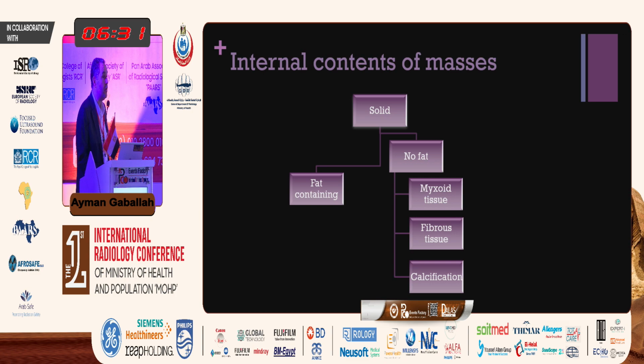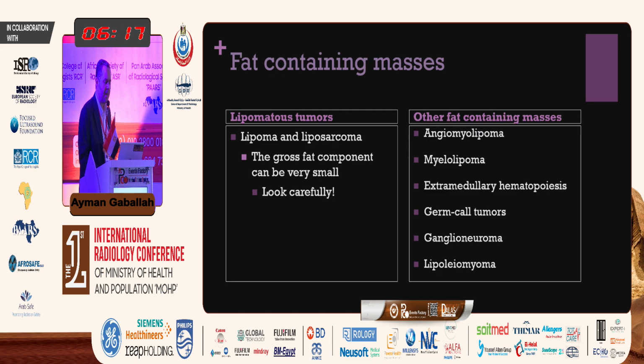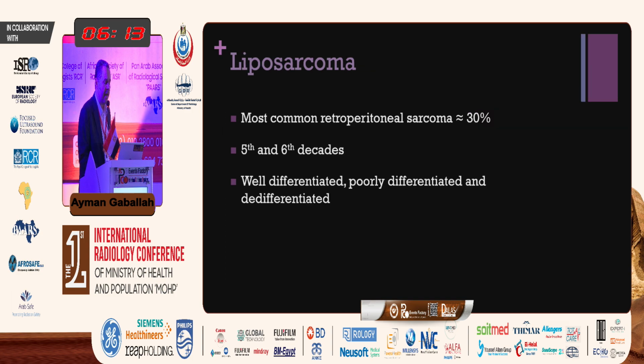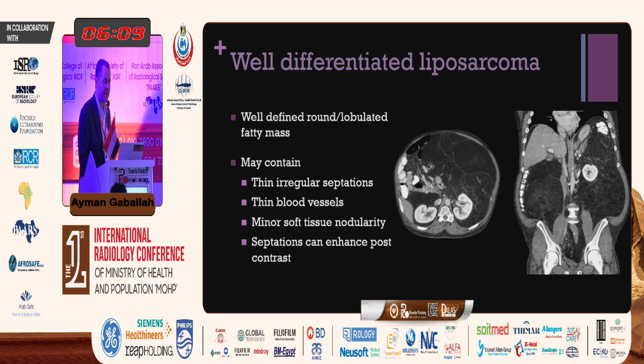Looking at the second step, the contents of the mass, I think there are two major categories here: if the mass has fat or not. And if the mass has fat, then we're going to be dealing with liposarcoma and others, like mimics of liposarcoma. Of those mimics, I'm going to focus on angiomyolipoma and myelolipoma as well. And liposarcoma, as I said, is the most common retroperitoneal one. It's about 30% of the cases.